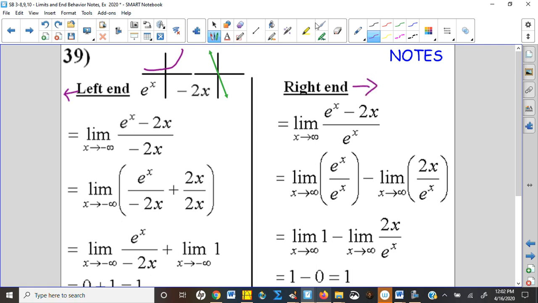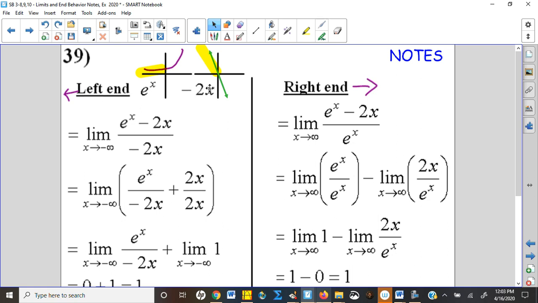Well, as we move to the left, e to the x is collapsing to 0, whereas negative 2x is slowly but steadily moving towards positive infinity. The way I read this is that negative 2x is going to be the left end behavior model, and that's why we decided to divide this by it to check that out.